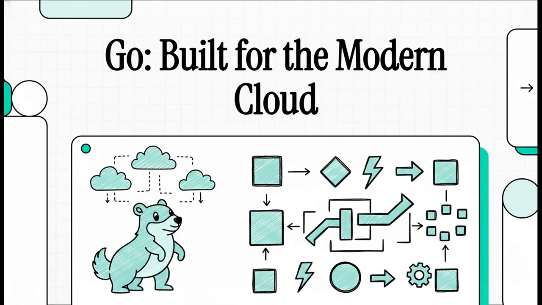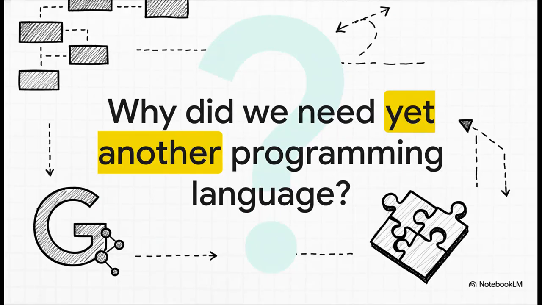Welcome to The Explainer. Today, we're digging into Go, the programming language that's, well, quietly running a huge chunk of the internet. You ever stop and wonder what makes the cloud actually work? Turns out a huge piece of that puzzle is Go. But that brings up a pretty obvious question, right?